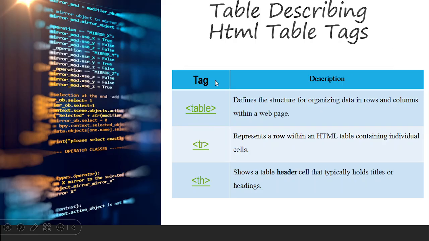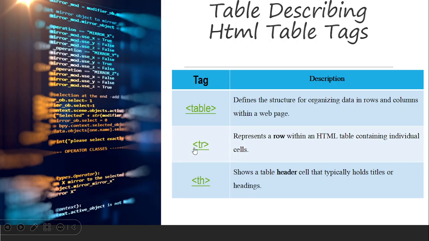The description of this is that it defines the structure that is used for organizing the data that is in rows and columns within a web page. So when you are putting this tag, it helps to define that the structure which you're trying to organize is a table containing the rows and the columns within a given web page.